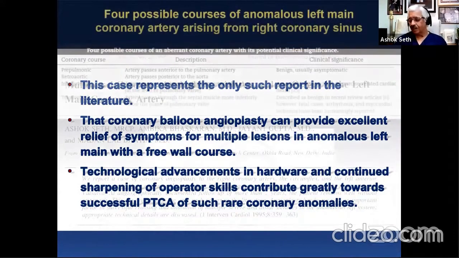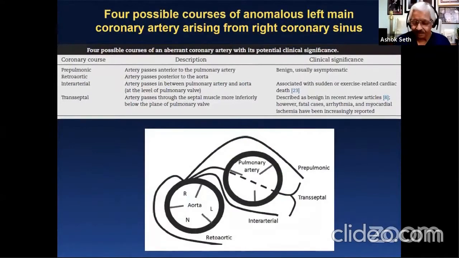But we are still, I would say, sharpening our skills in anomalous coronary arteries. We just talked about this, and I won't therefore go through this apart from, again, re-emphasizing that it's the interarterial course, which is associated with sudden cardiac death and exercise-related death. So I think this is the one which to watch out for all the time.